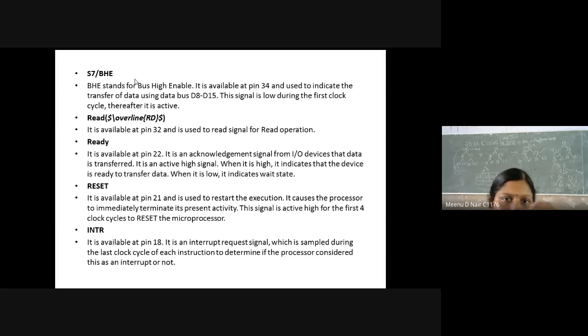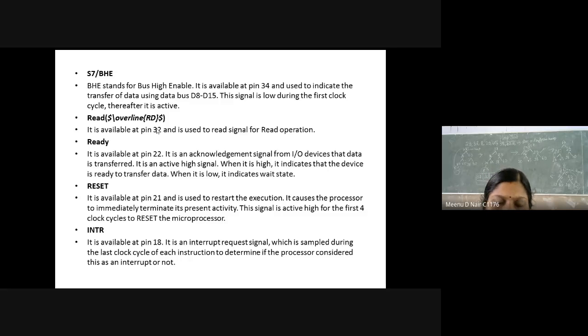Next one is BHE, bus high enable. It is available at pin number 34 and uses data bus D8 to D15 for transfer of data. If the BHE signal is active, then only you can transfer the data through the higher data lines.